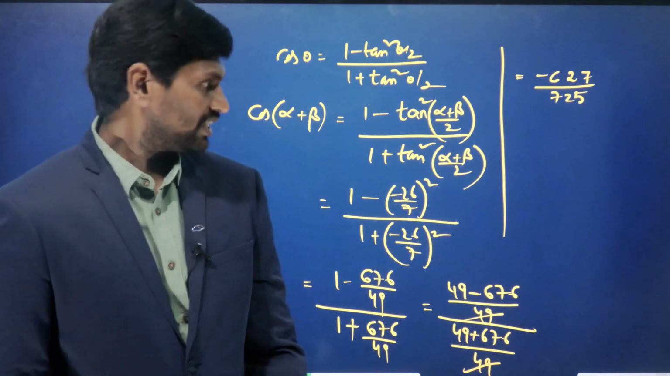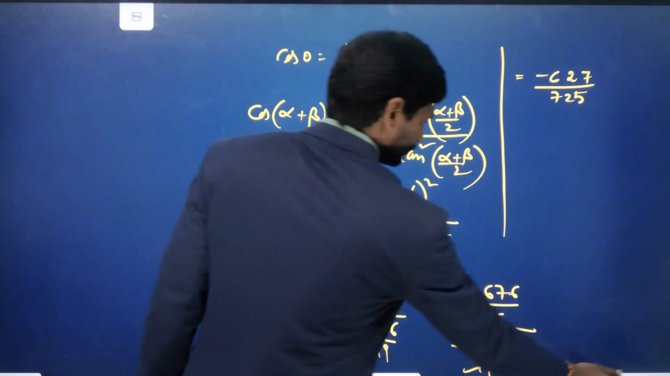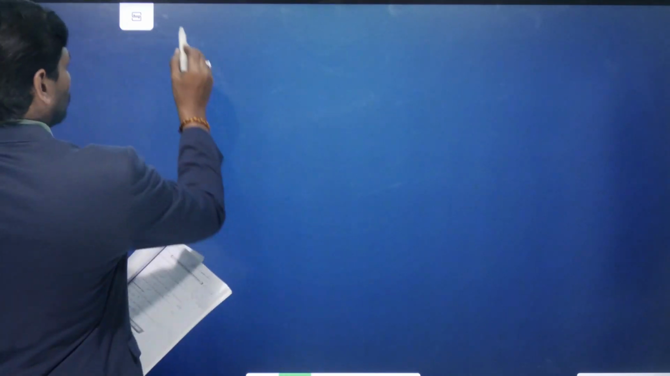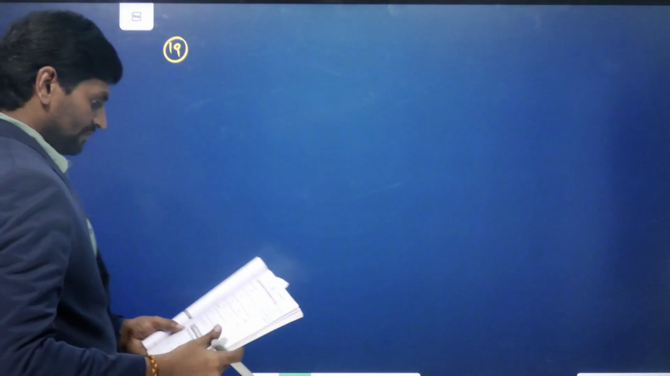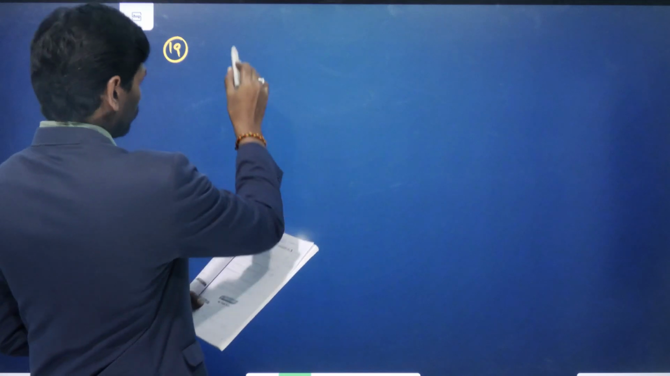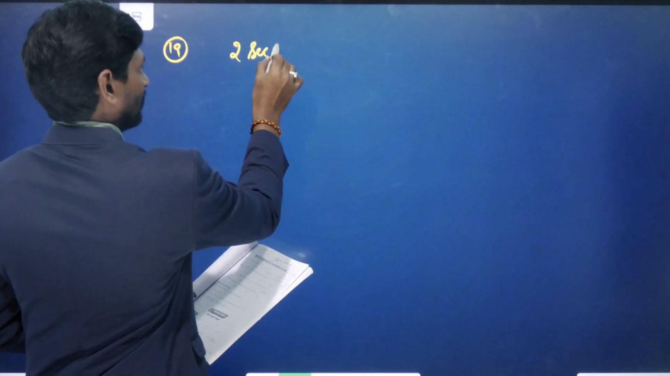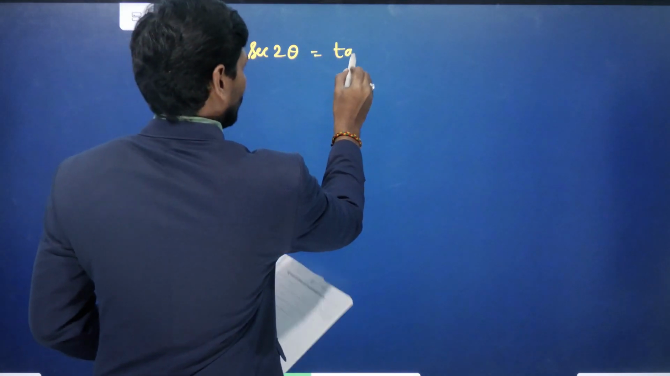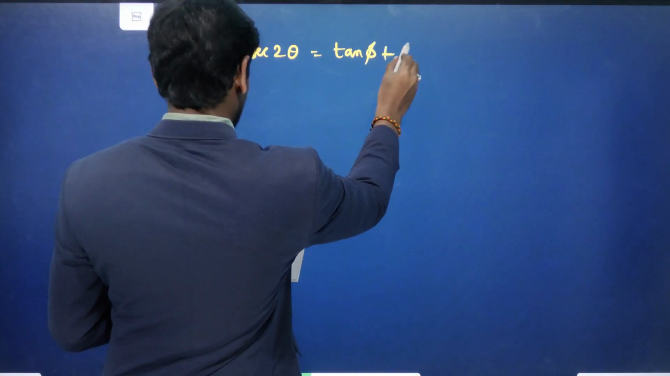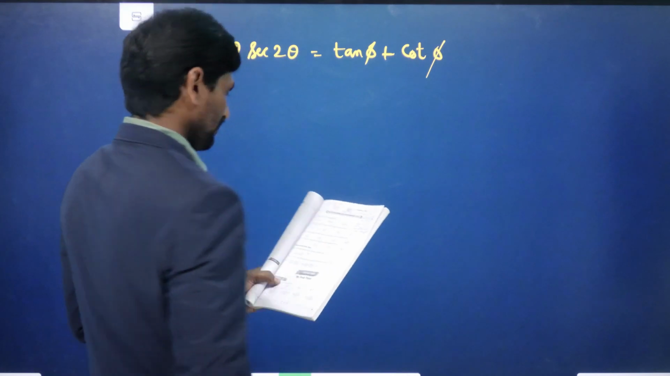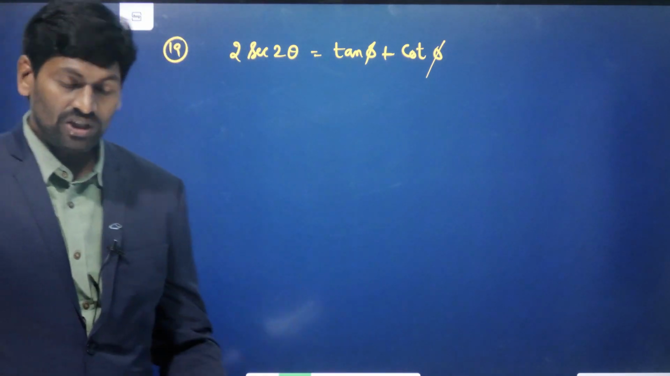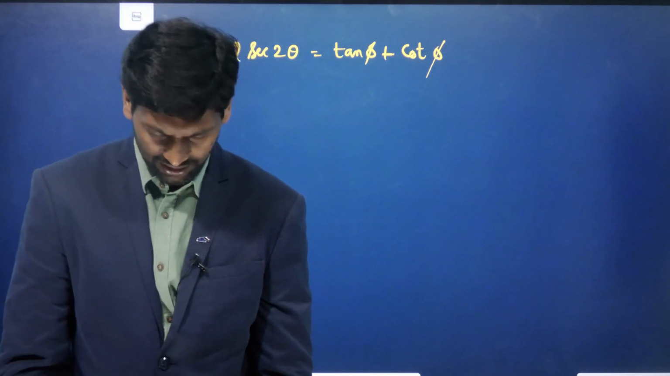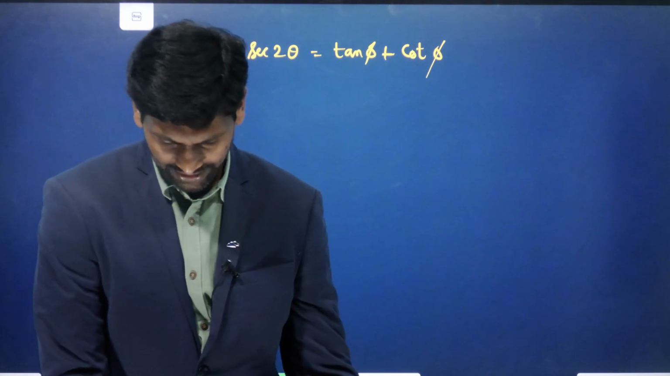So let us go to the next problem. Nothing but the 19th question. 2 secant 2 theta is equal to tan phi plus cot phi. This value is given. We need to find one of the values of theta plus phi. One of the values of theta plus phi.